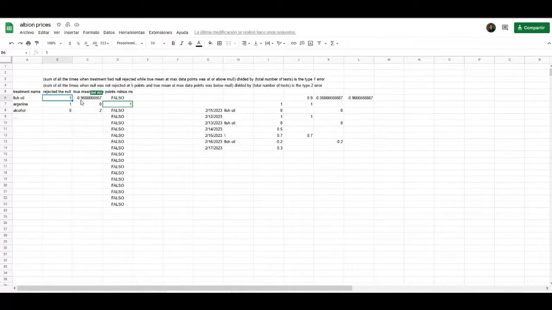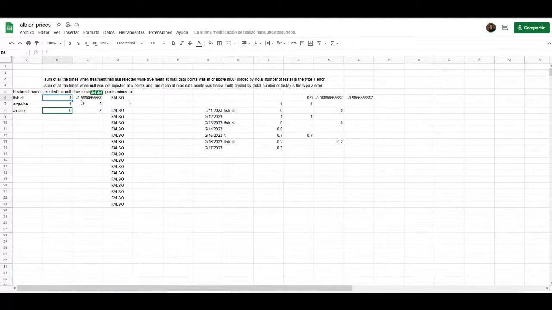But here I'm just gonna count them together, type 1 and type 2 errors together, because both of them are bad. Like we don't want to eat arginine when it's bad or neutral, and we also don't want to miss out on fish oil when it's healthy. So both sides are important for us.